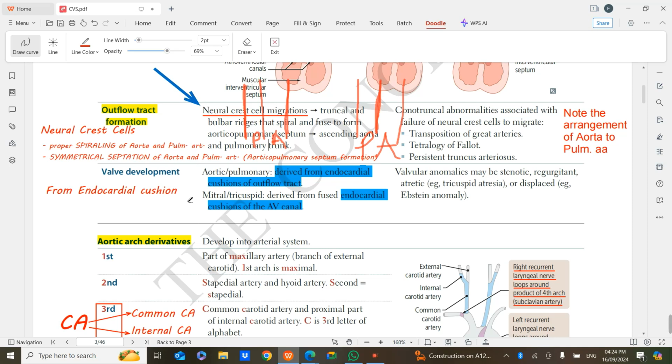Relax, let me portray another question for you. A pharmaceutical company develops a drug, and that drug ends up giving the patient maybe aortic stenosis or tricuspid atresia or something like that. Which embryologic structure do you think the drug is actually affecting? The answer is endocardial cushion.